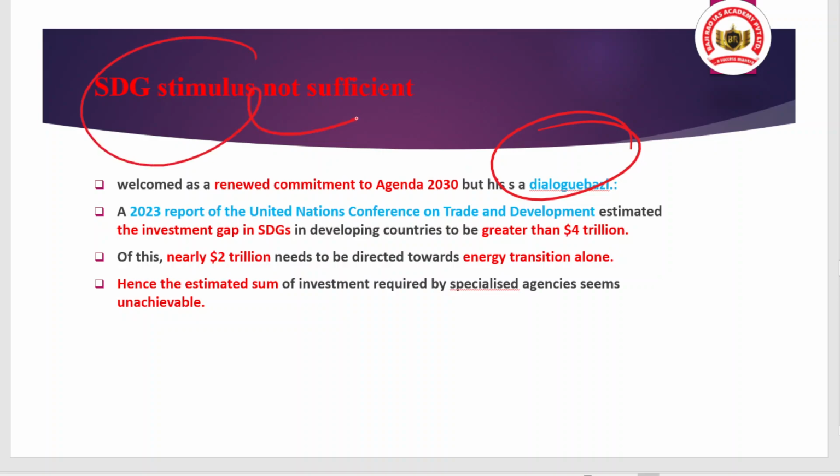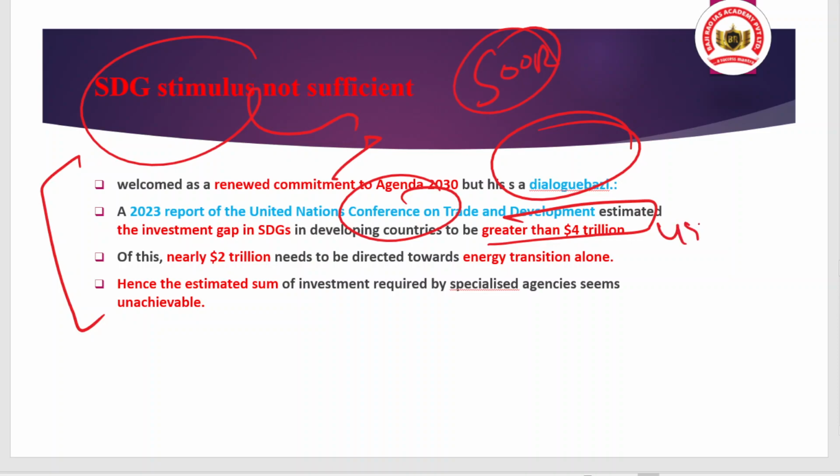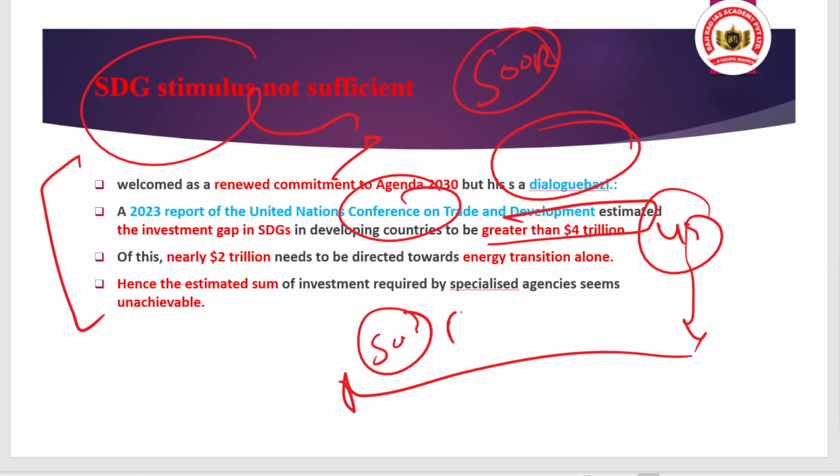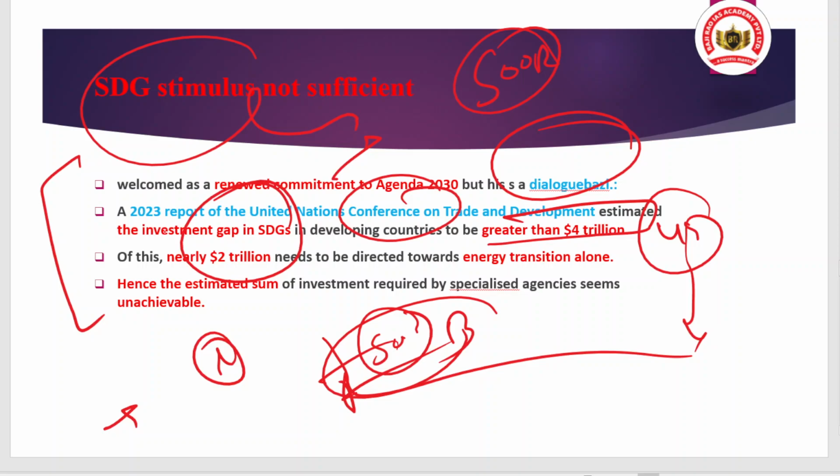Why dialogue bazi? Because first of all, the fund which has been talked about, $500 billion on an annual basis, is not sufficient. Why not sufficient? Because based on a 2023 report by UNCTAD, the United Nations Conference on Trade and Development, the investment gap in SDGs in developing countries is greater than $4 trillion, and we are talking about only $500 billion. That means there is a huge gap. And if developing countries want energy transition, from fossil fuel to greener, cleaner energy, they require nearly $2 trillion. So the proposed fund is insufficient, and the sum of investment required by specialized agencies seems unachievable.